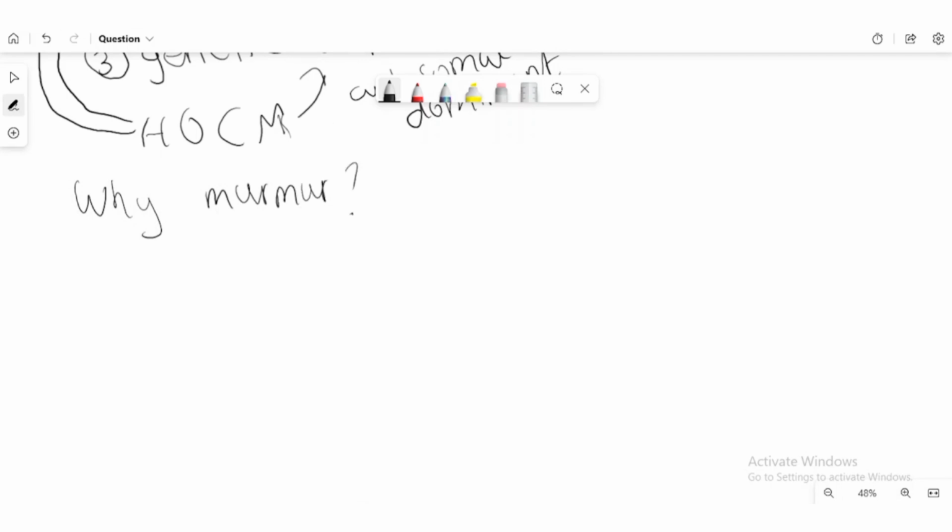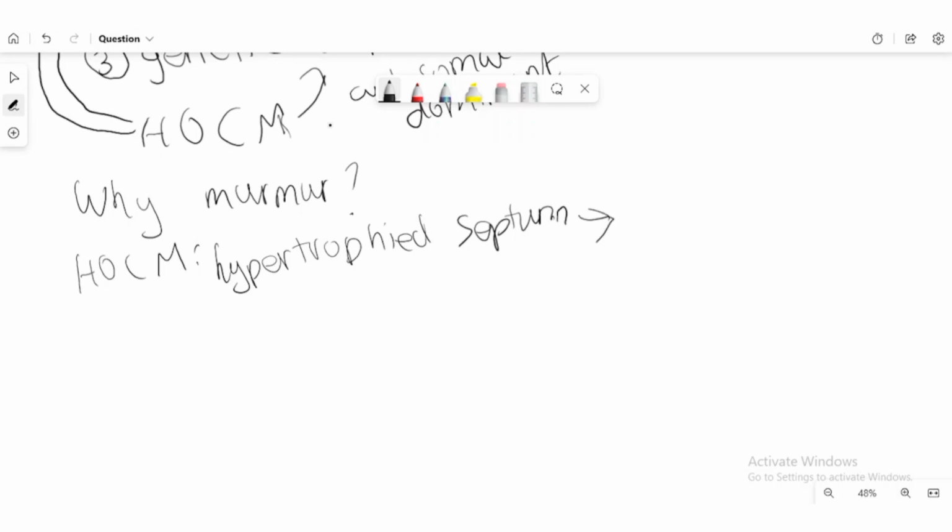So what happens is, in hypertrophic obstructive cardiomyopathy, you have a hypertrophied septum. So the interventricular septum is hypertrophied. This hypertrophying of the septum leads to an outflow obstruction. So because your interventricular septum is hypertrophied, that impedes the blood flow out of the heart. From the left ventricle out of the heart into the aorta, that blood flow is obstructed.